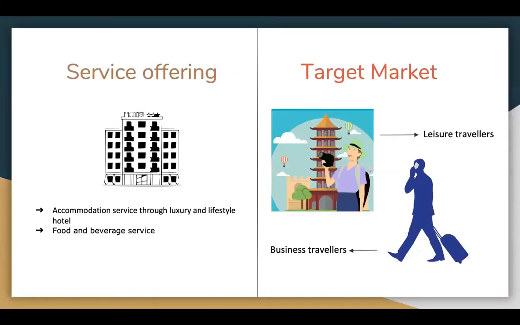Hilton KL is of course in the hospitality industry, which mainly provides accommodation service through a luxurious and lifestyle hotel. Other than the accommodation service, Hilton KL also offers food and beverage service as they also provide a bar and restaurant at their hotel. Their two target markets would be leisure travelers and business travelers. Leisure travelers refer to people who are traveling, such as families, couples, or even solo travelers wishing to unwind. Business travelers refer to people who are on business trips.